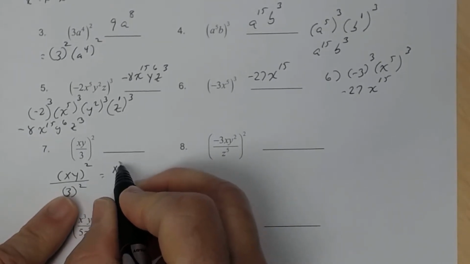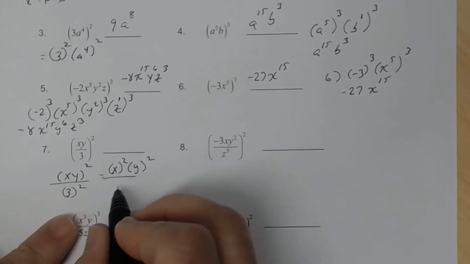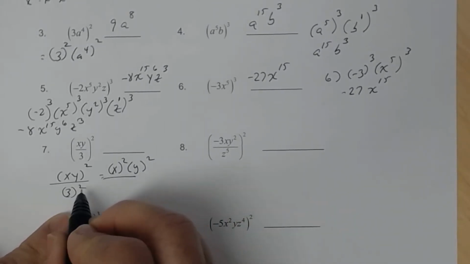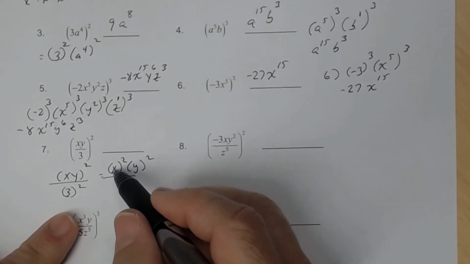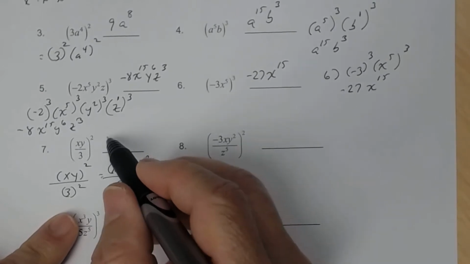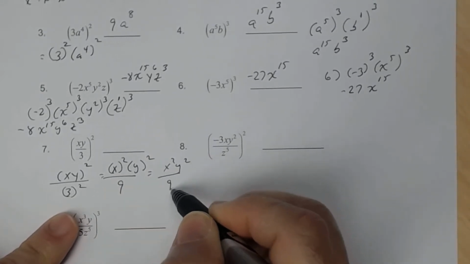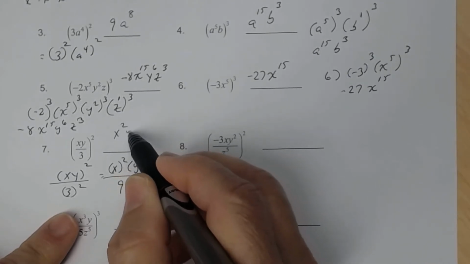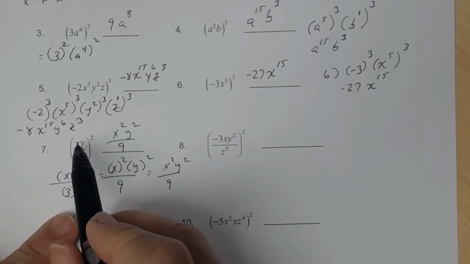x squared times y squared like this over, and then I'm just going to go ahead and tell you that 3 squared, remember 3 squared means 9. Okay, so removing the parentheses, that means x to the second, y to the second divided by 9. So that's what this is. So x to the second, y to the second divided by 9. And again, you can skip a bunch of these steps.